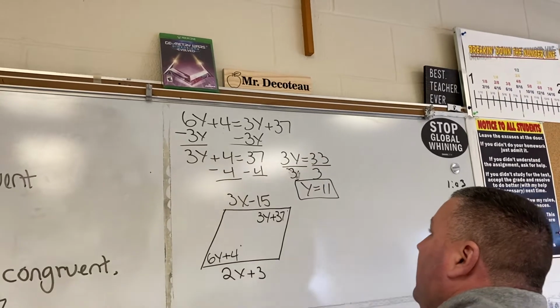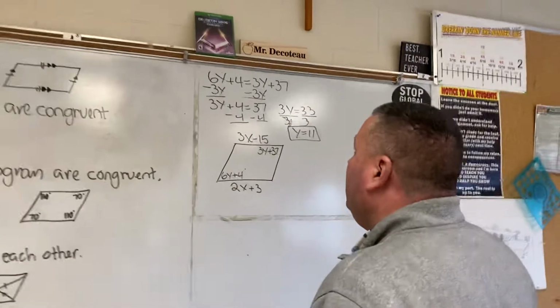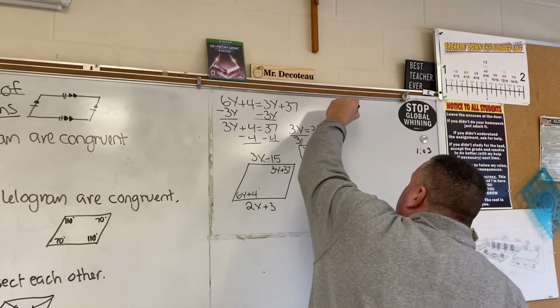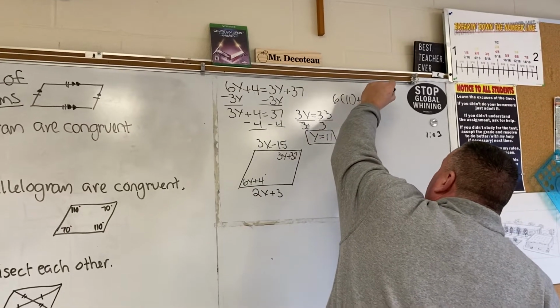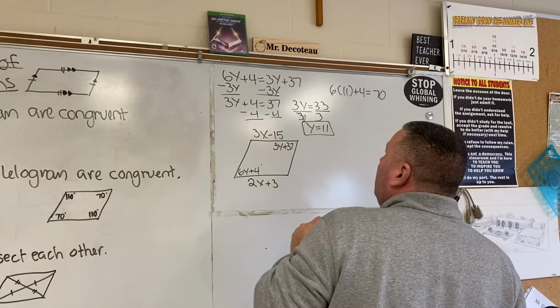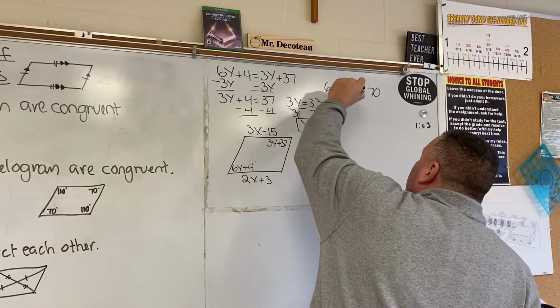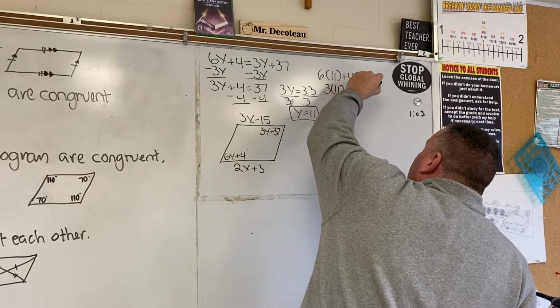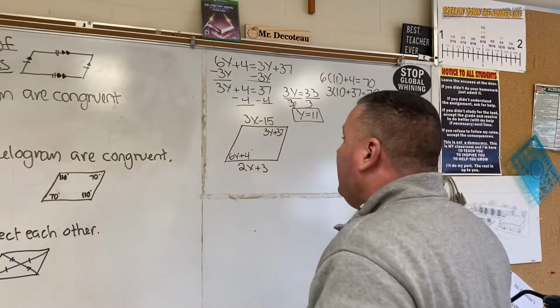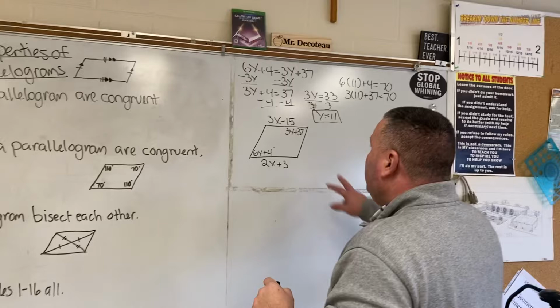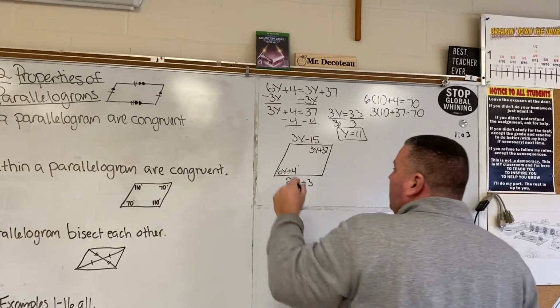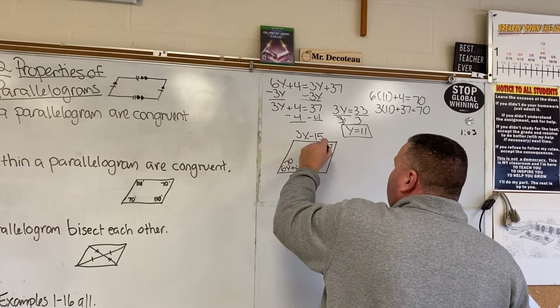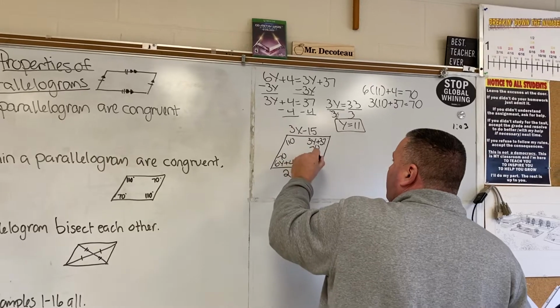Now when I plug this in, they should be congruent. So 6 times 11 plus 4 is equal to 70. 3 times 11 plus 37 is equal to 70. It checks out. Both of these angles are 70 degrees. So if this is 70, this is 70, that means that this is 110 and this is 110.